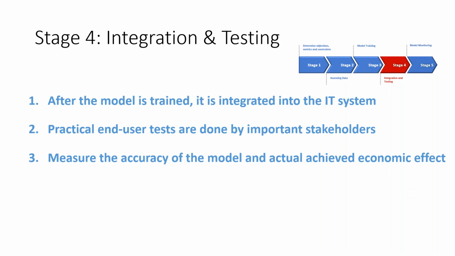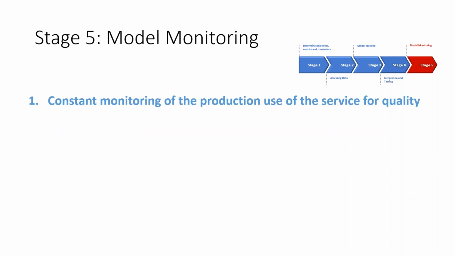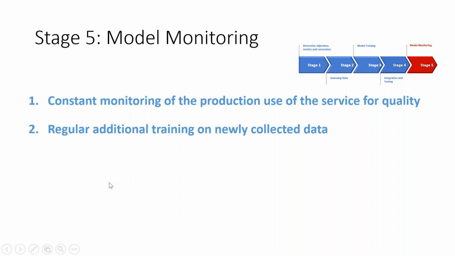Then we will deploy it into production. And once we deploy into production, there is constant monitoring of the production use of the service for quality, and we keep on improving. Regular additional training on newly collected data, and the model keeps on improving. We keep on tuning the model, and it becomes a proper loop. And that is the kind of AI technology that will really help the business.